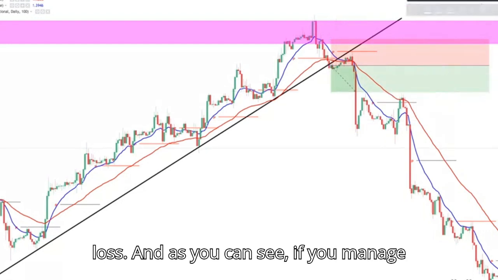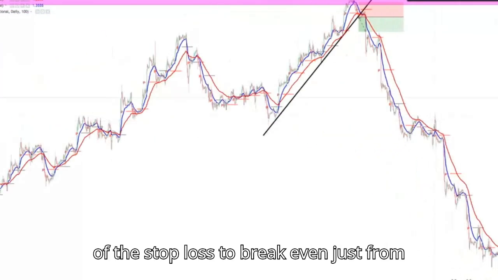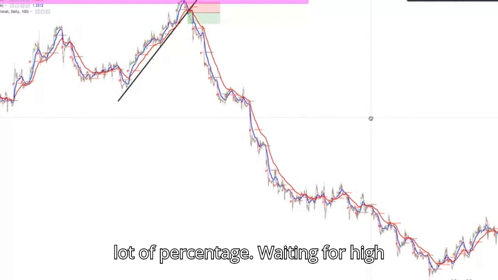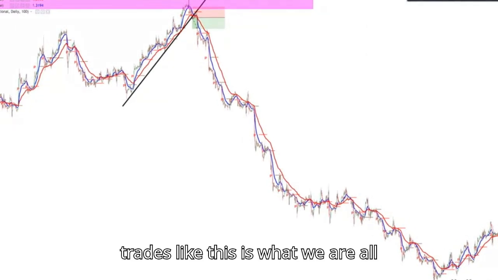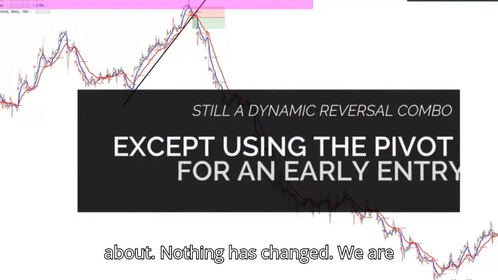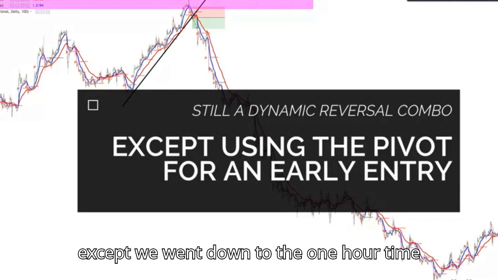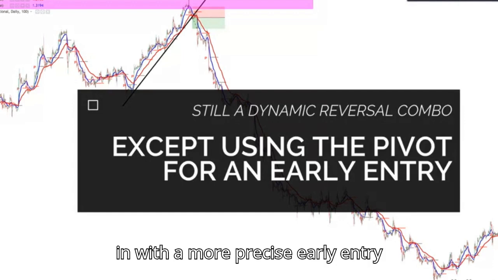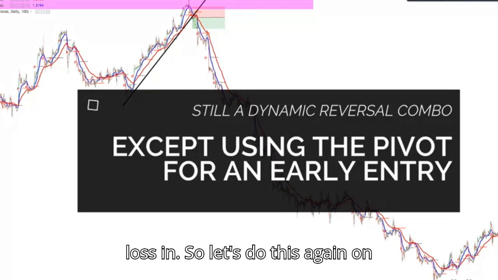And as you can see, if you manage this position effectively, with the move of the stop loss to break even, just from this one trade you could have banked a lot of percentage. Waiting for high quality trades like this is what we are all about. Nothing has changed. We are still entering with our main strategies, except we went down to the 1 hour time frame and used the pivot points to get in with a more precise early entry that allowed us to put a tighter stop loss in.